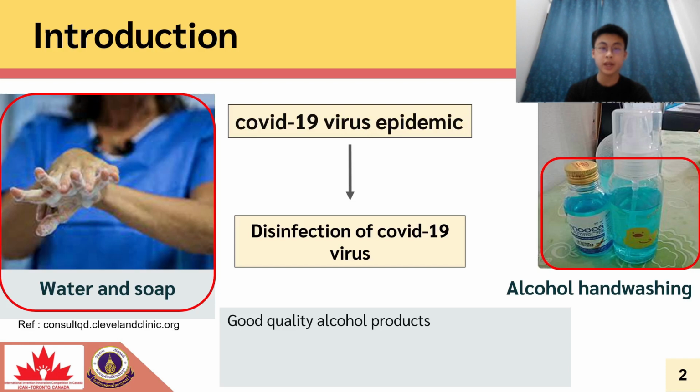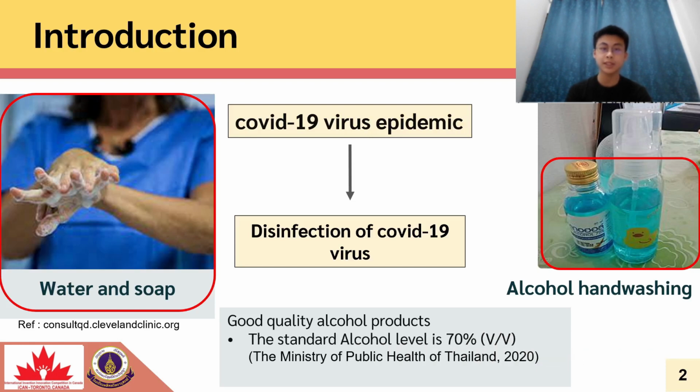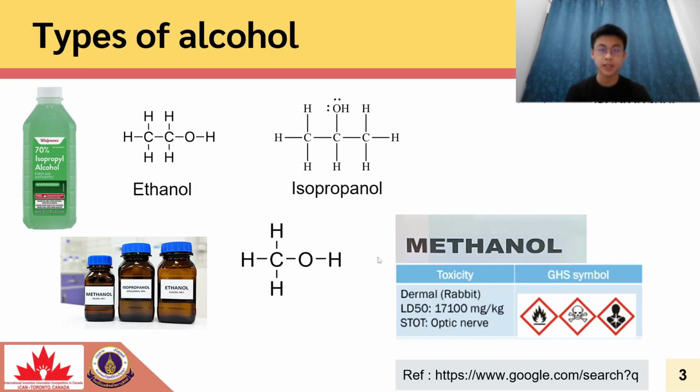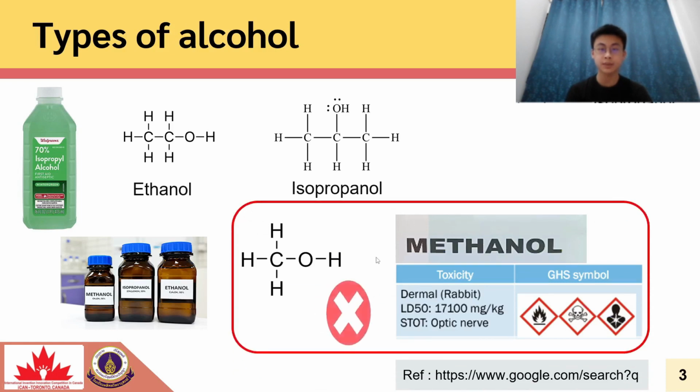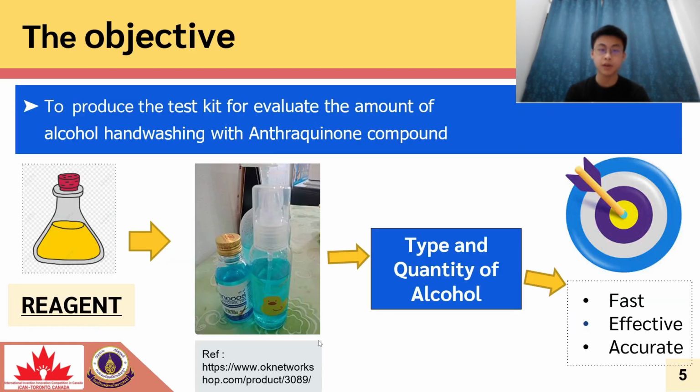A good quality alcohol product should have two main qualities. Firstly, the alcohol concentration should be over 70%, but preferably not over 90 to 95%. It should not be composed of toxic substances such as methanol. Therefore, it has become our goal to determine the type and amount of alcohol in disinfectants with a simple assay.